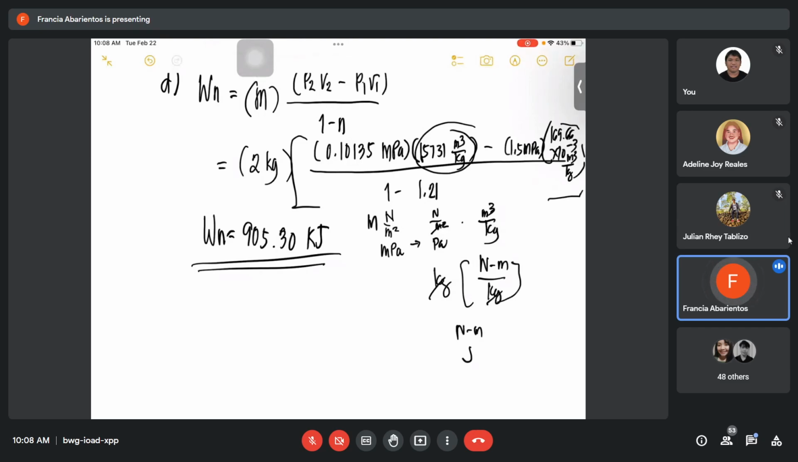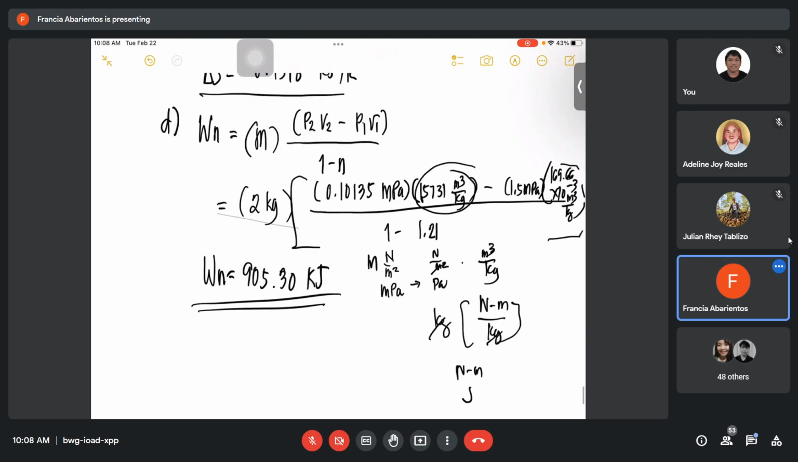Class, naririnig ba si ma'am? Nakuha ba yung work natin? Di pa po.